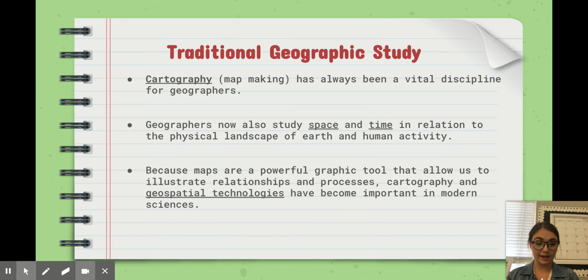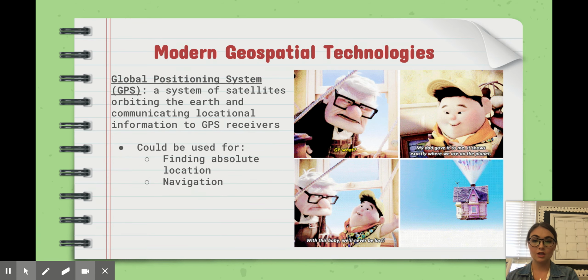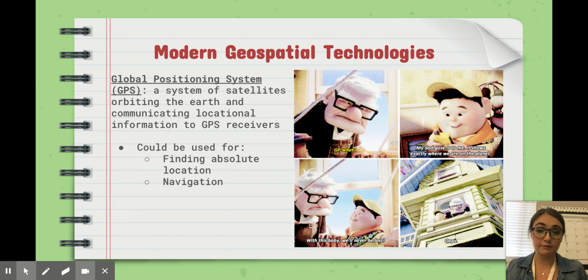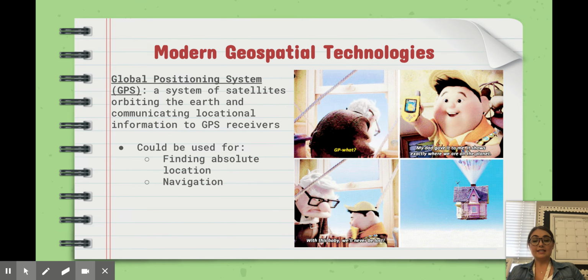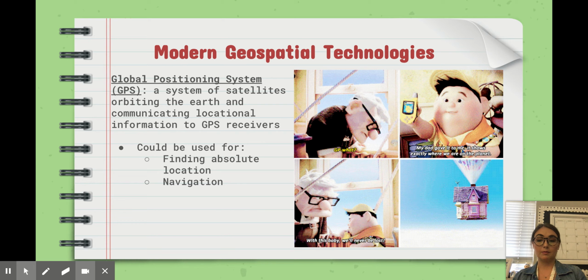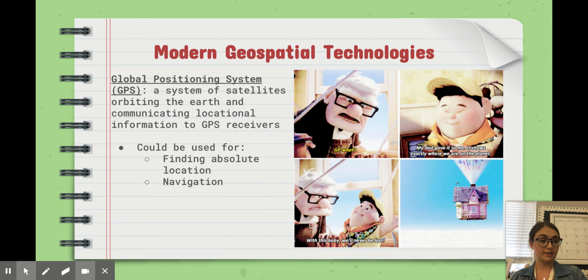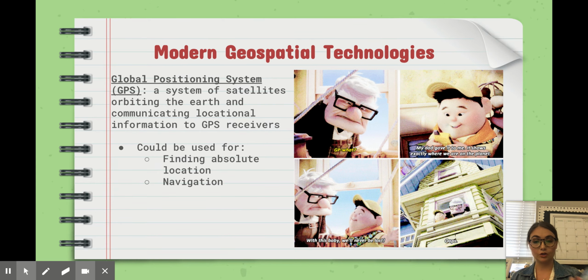So, what we're going to look at next are some important geospatial technologies that geographers use to study geography, to study space and time and the physical landscape and the human landscape. The first one you've probably heard of, the GPS. It stands for Global Positioning System. And believe it or not, the GPS isn't just something that's on your phone.